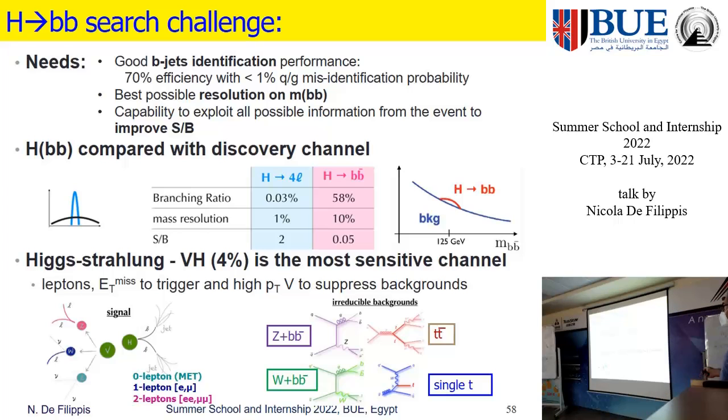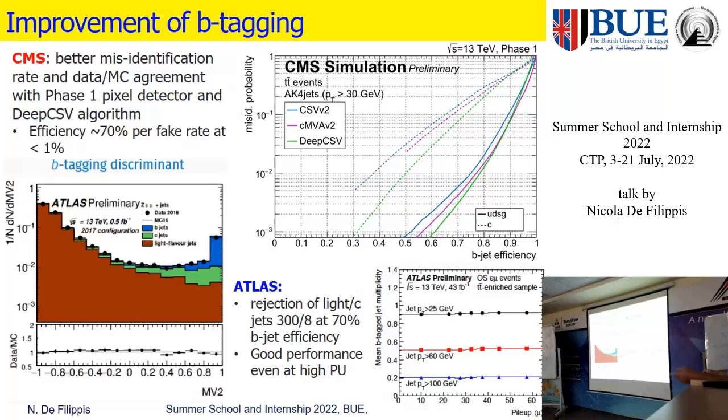H to BB bar was anyway observed, but after many years of data taking. So it was observed recently. Okay, and it was observed once both CMS and ATLAS were able to improve the techniques to B-tag the jets.